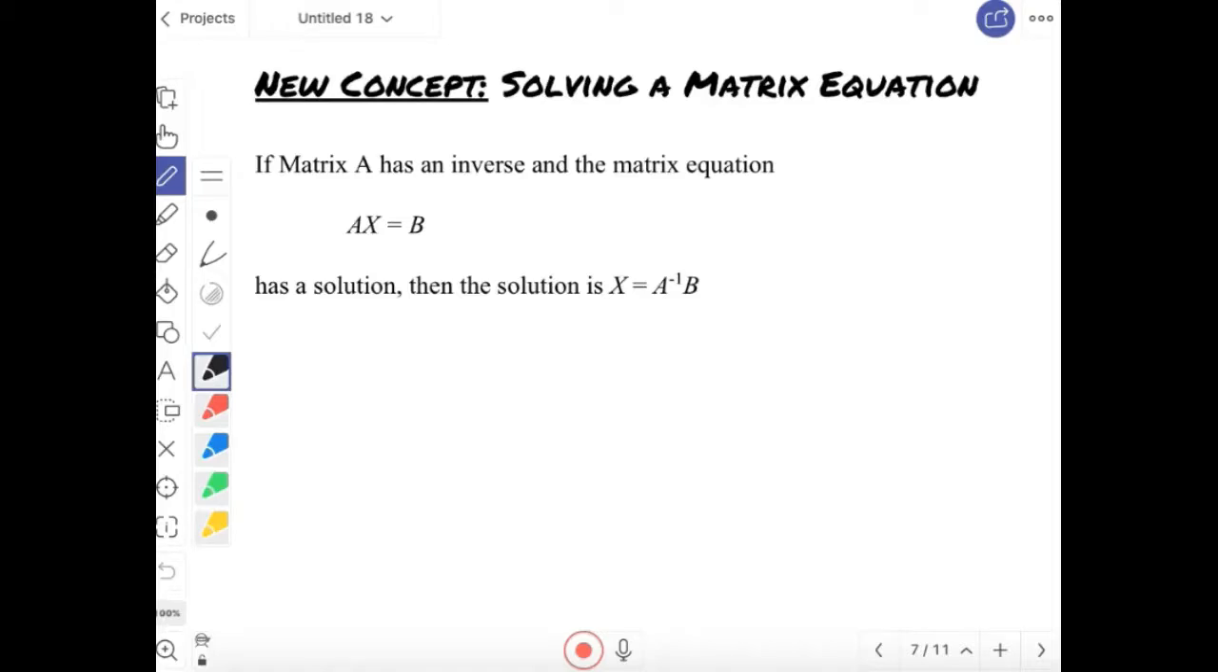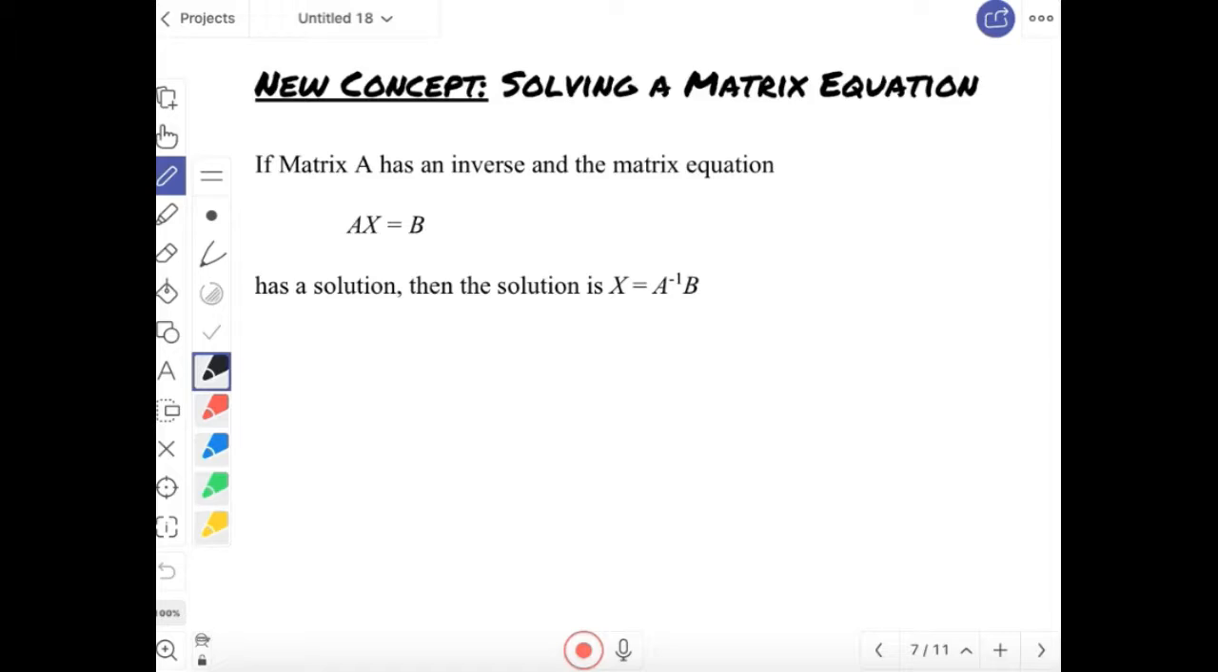All right, now if we take a look at this second part of our lesson, we're going to be mainly dealing with matrices as equations. So we're going to be solving for this X matrix. It says if matrix A has an inverse and the matrix equation AX is equal to B has a solution, then the solution is X, and that is equal to the inverse of A times B.